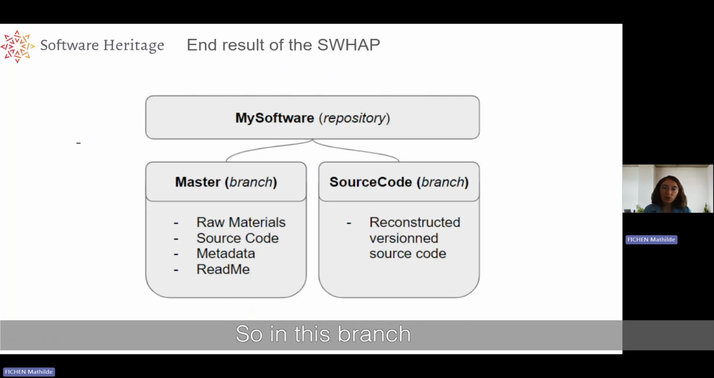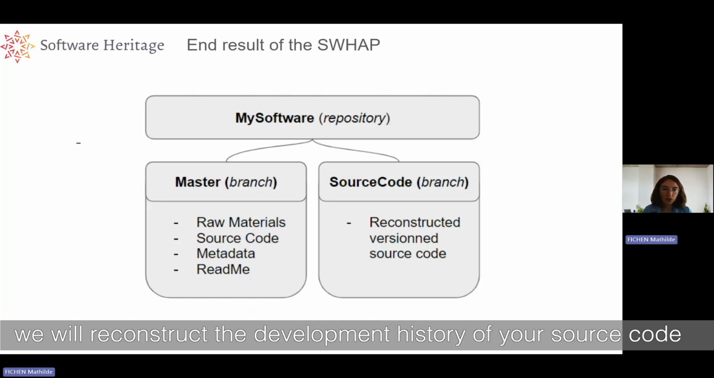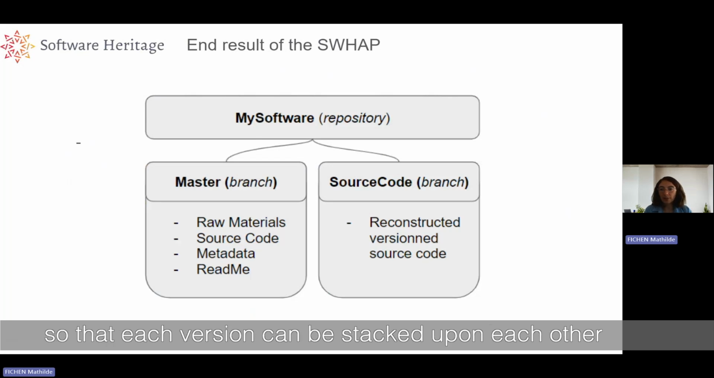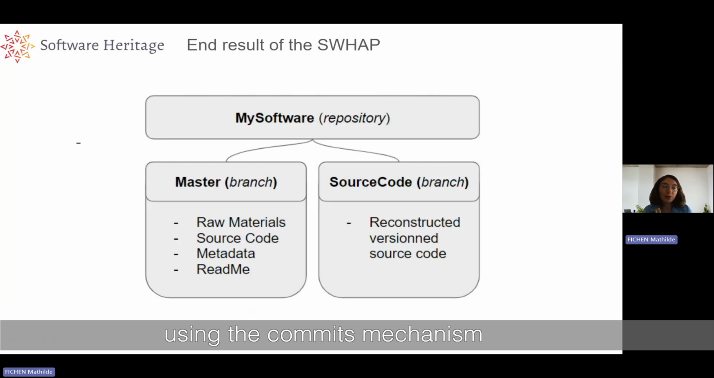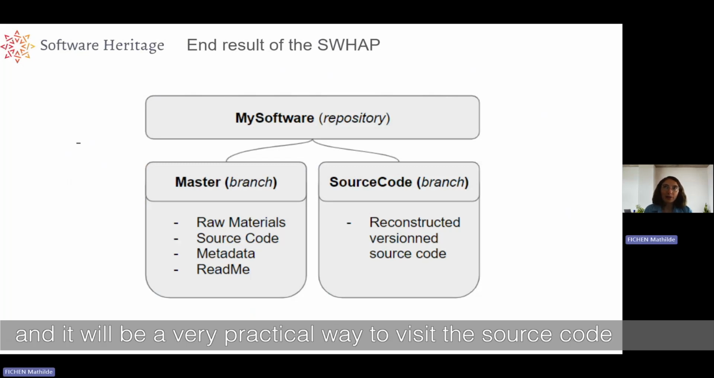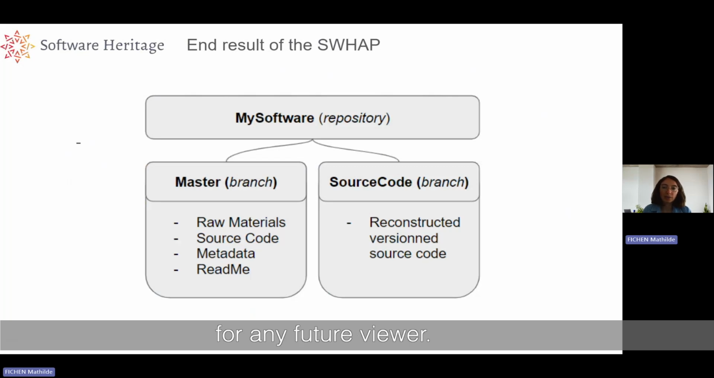So in this branch, we will reconstruct the development history of your source code so that each version can be stacked upon each other using the commit mechanism, and it will be a very practical way to visit the source code for any future viewer. And with this introduction done, we are now ready to go into a more detailed and step-by-step explanation.